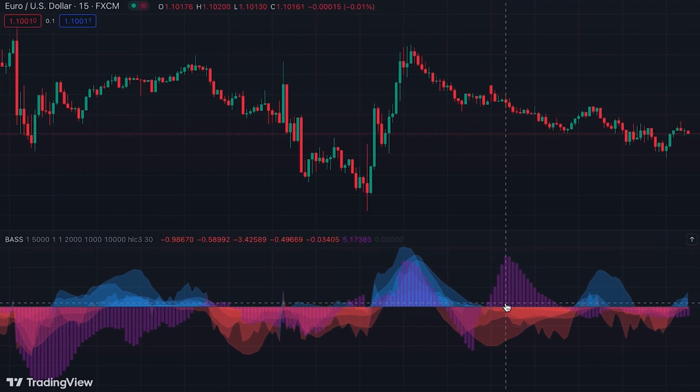These purple bars that are moving above and below the center line are the volume bias in this indicator, and it's a 30 period volume weighted moving average minus 30 period simple moving average. The result would be this volume oscillator that is moving above and below the 0.